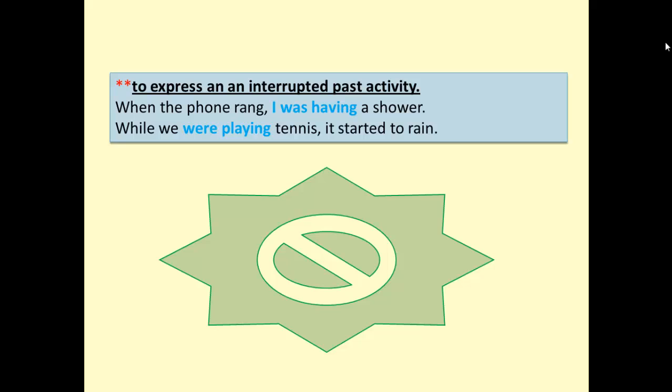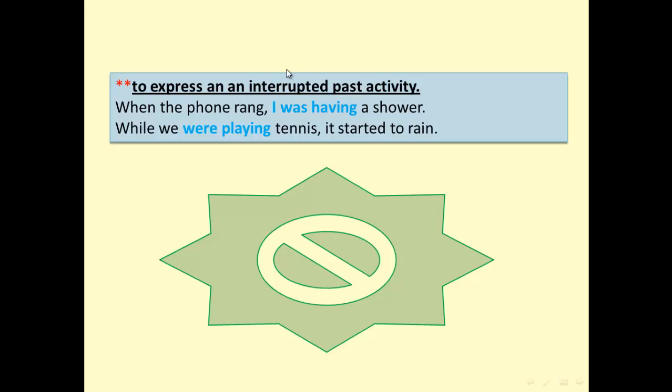Now the second sentence, while we were playing tennis, it started to rain. So first of all, we were playing football or tennis. Then another action happened, which is raining. It started to rain also in the past. So playing tennis, the action of playing comes before the raining, and both actions were in the past. So I put the first one in the past continuous and the second one, which interrupted the other, in the past simple. While we were playing tennis, it started to rain.